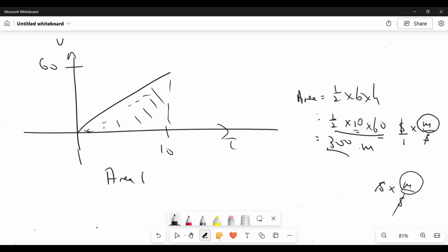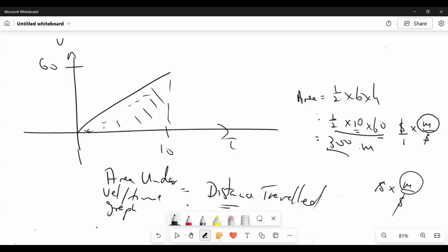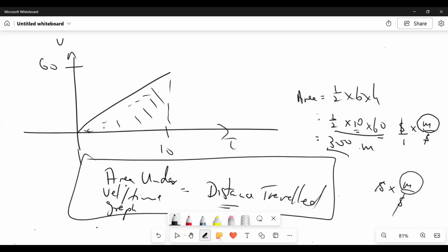Area under velocity time graph equals distance traveled, right? Well, as we said, distance and displacement are used interchangeably if we're dealing with one straight line motion. It's the distance traveled. So this is a mathematical way of putting it down. Another person will write it out in a paragraph.